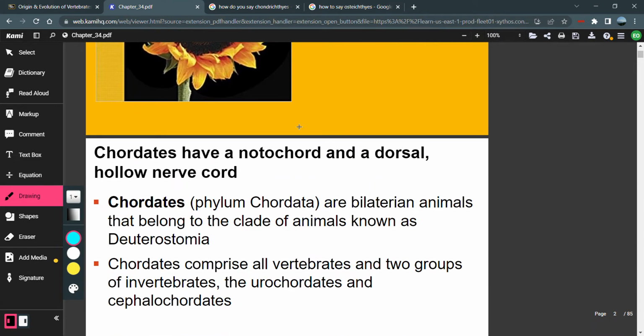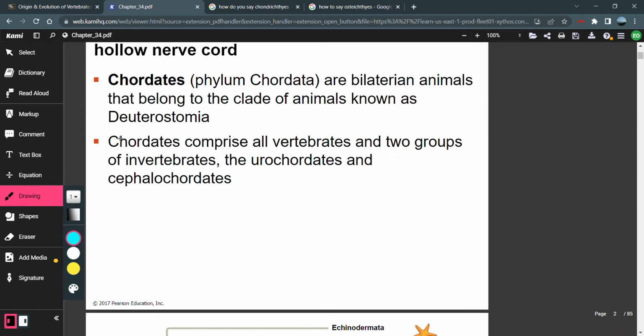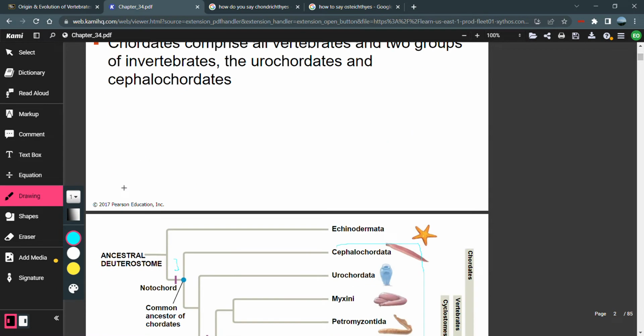So the chordates, which include us, are bilaterian animals that belong to the clade of animals known as the deuterostomia. With deuterostomia, we are the deuterostomes because the blastopore forms the anus during development. So we belong in the chordata, which are animals that have a backbone. And chordates comprise all vertebrates and two groups of invertebrates called the urochordates and the cephalochordates.